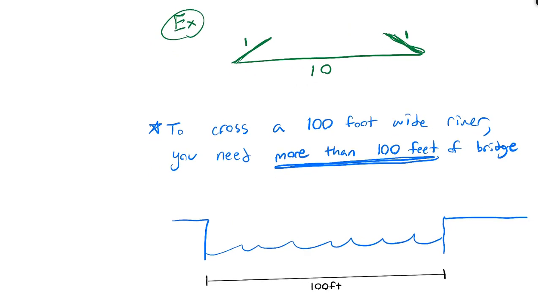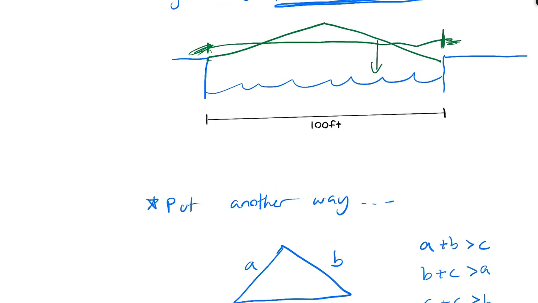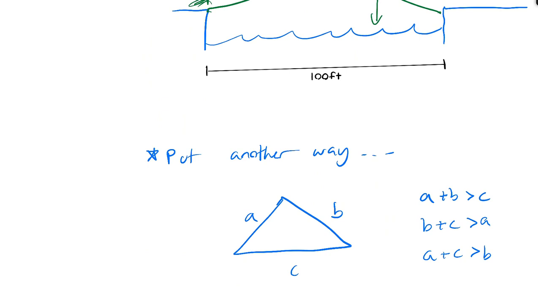If you had exactly 100 feet of bridge, you'd set the bridge right here, and it would just fall right through, right? You need a little bit extra on the sides, or if it's a triangle, we need to go up a little and down a little and not have it be a straight line. Okay, put another way, here's the inequality.